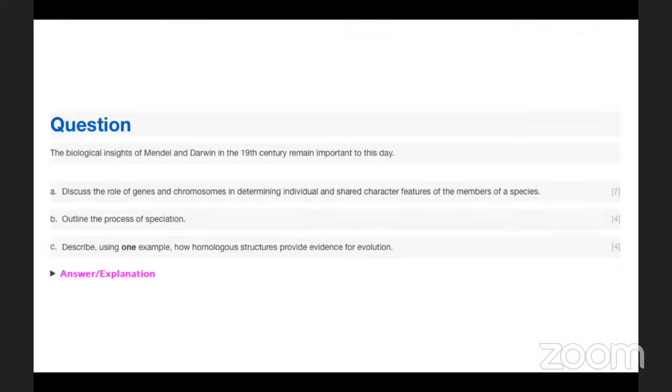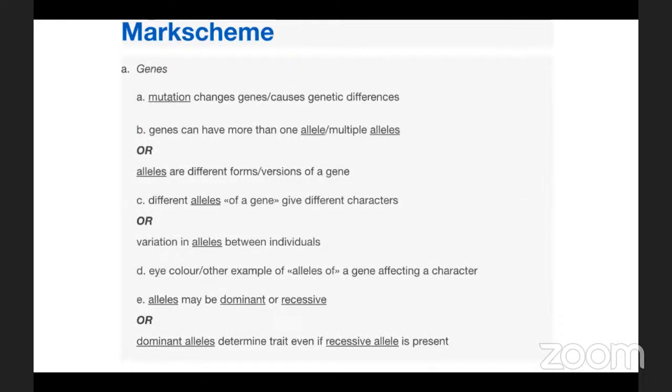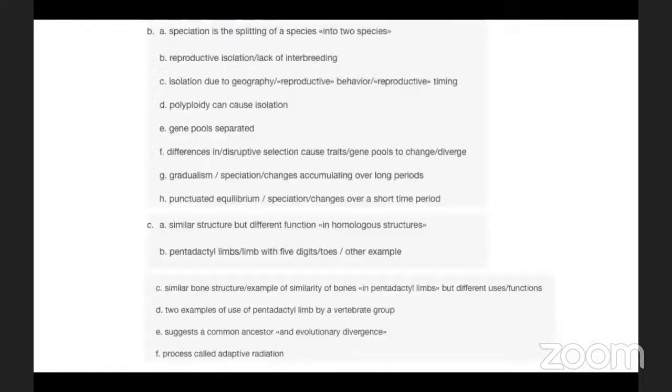Right, next. Kita revise topik speciation pula. Outline the process of speciation. Kita ceritalah how species is created. So B. But first definition. Speciation is the splitting of a species into 2 species. Satu species, tiba-tiba lepas many years, kita akan split into 2 species.